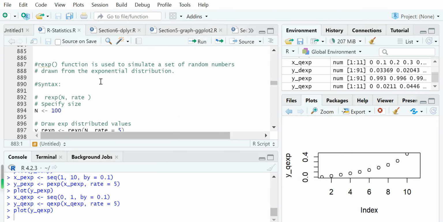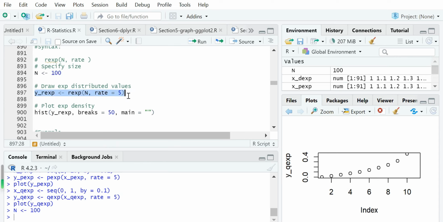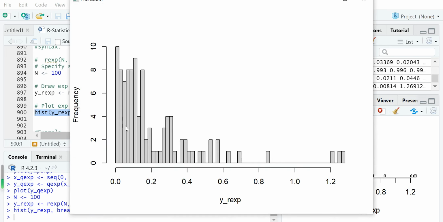And the last function, called rexp, is used to generate a set of random numbers from the exponential distribution. We can use n equals 100, which means we want to generate 100 such random numbers. So we can use rexp 100, then rate 5. Next, we can plot these random numbers in a histogram. So the 100 numbers have count values. For the lower values, 0 to 0.2 has quite a high count frequency, then lower frequency, very close to 0 for the larger values of the random numbers.